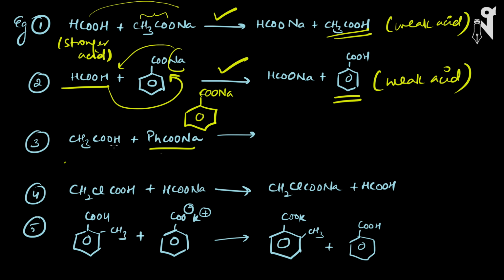No, it will not, because we have learned the aromatic acids are pretty stronger acids. The only exception was formic acid, but this ethanoic acid is a weaker acid than the benzoic acid itself. So it cannot displace this PhCOONa. This is a weak acid and hence the reaction will not proceed. This reaction is not feasible. Look at the next reaction.